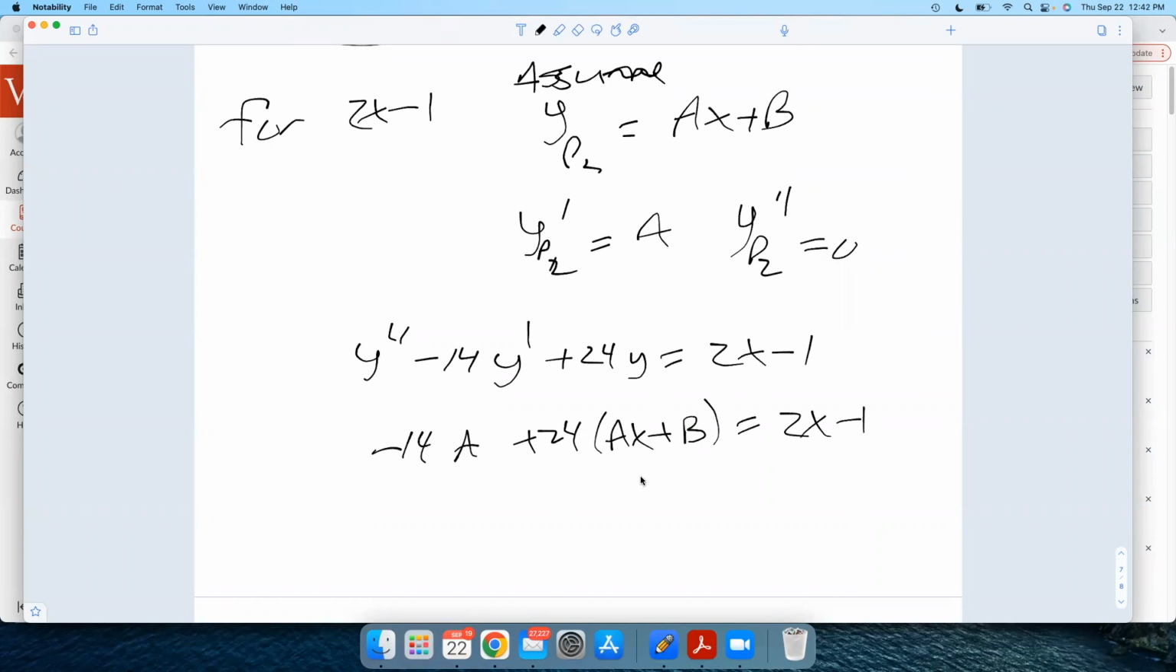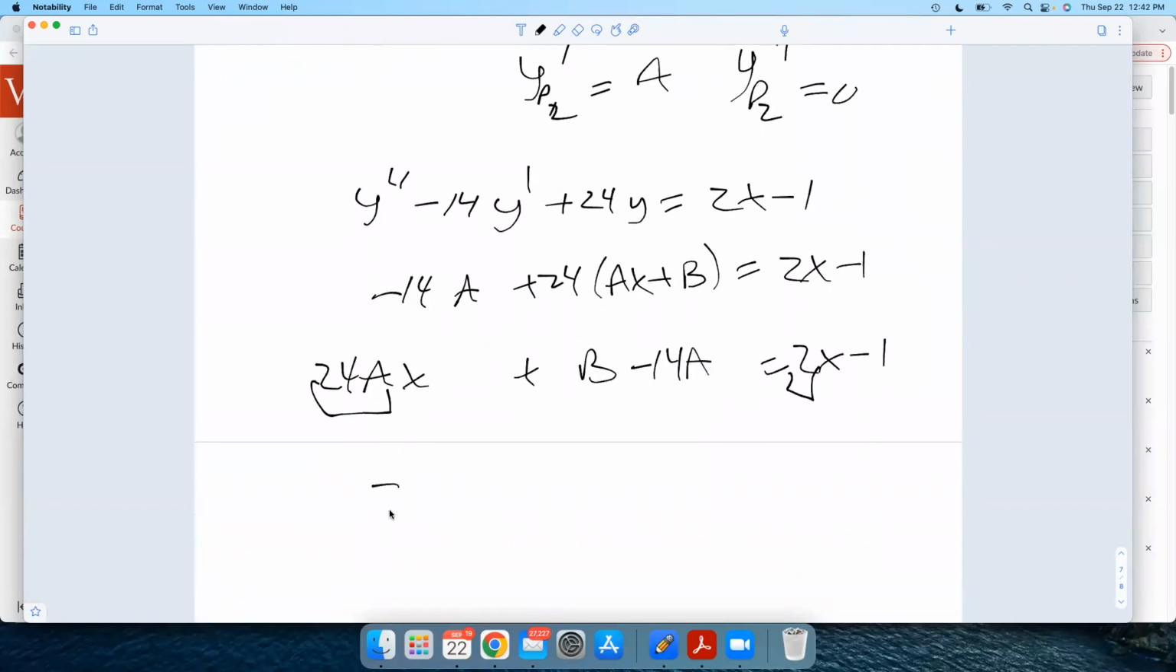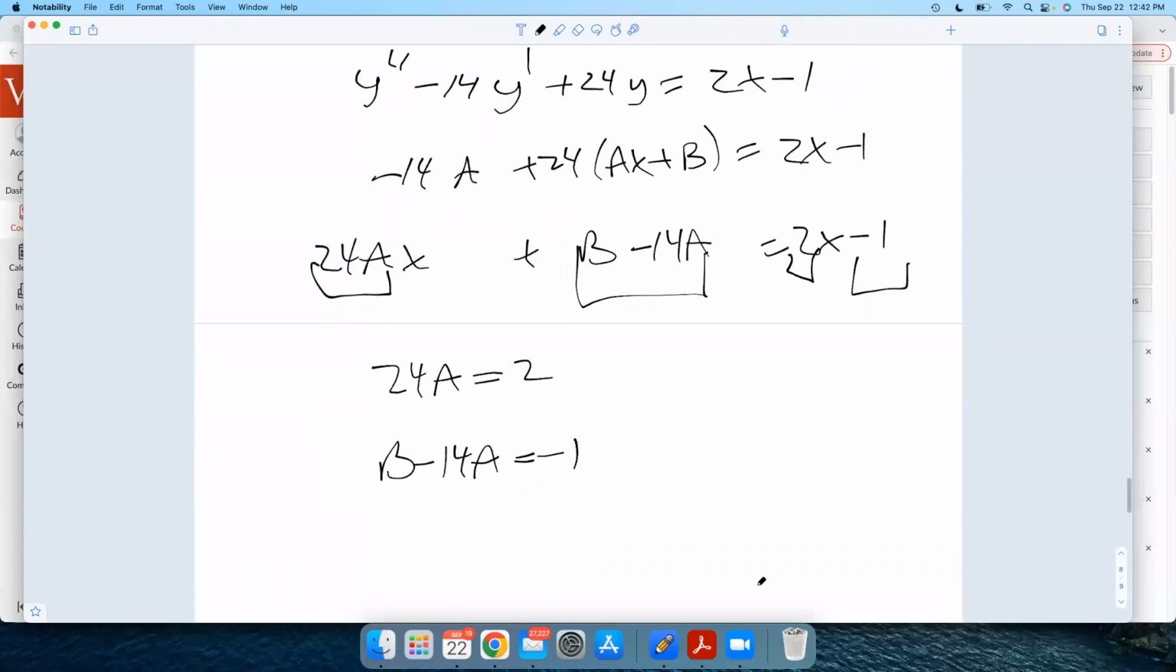Okay, so now we just match up coefficients. So I'm going to rewrite this as 24ax plus b minus 14a. So this is my x coefficient that has to match this x coefficient. 24a must be 2. This is my constant that must match this constant. B minus 14a must be -1. Now, when you get here, perfectly fine if you want to throw this in your calculator, make a matrix out of it, because we're going to get some kind of system of equations. But most of the time, these are pretty easy to solve just by substitution.